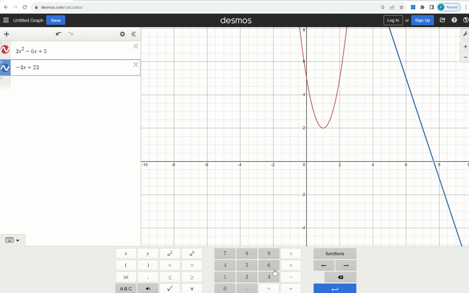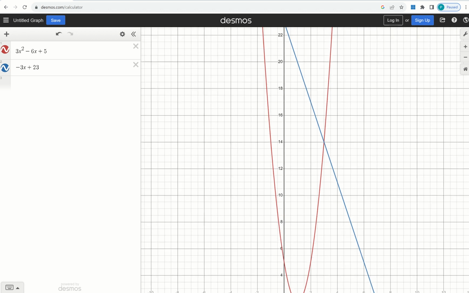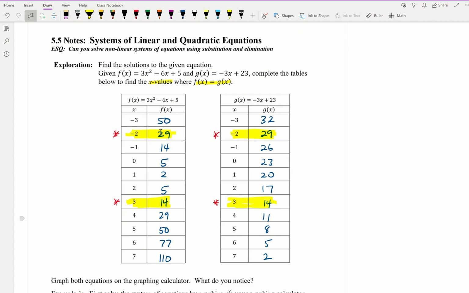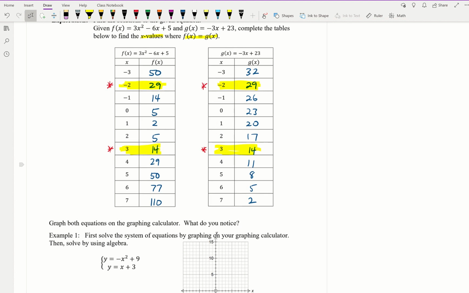Definitely not obvious what's happening here, but if I zoom out on the function, we will see that these graphs intersect each other at two points. One of the points is (3, 14). The other point is (-2, 29). If you go back and look at our table, the places where the two functions were equal were (-2, 29) and (3, 14). So these solutions are the points where the graphs intersect.